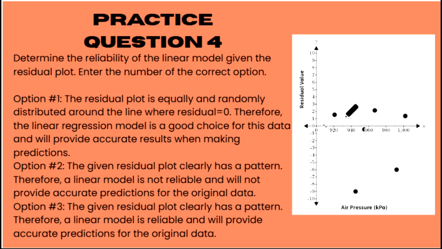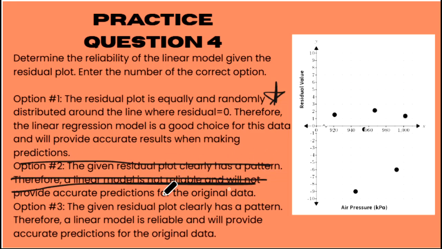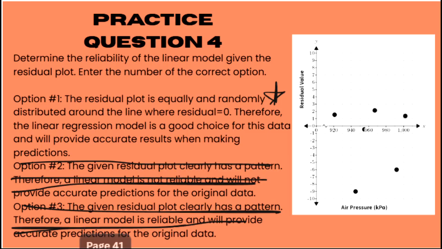Let's look at this. Is there a pattern? Nope. So this one says it's equally and randomly distributed around the line. Yes. Therefore, it is a good choice for this data and will provide accurate results. Bingo, bango. Clearly has a pattern. No, it clearly does not. And this says it clearly has a pattern. You should always check all 3 answers, even if the first one is the correct one, because if you find another one that can work, then you need to double check.